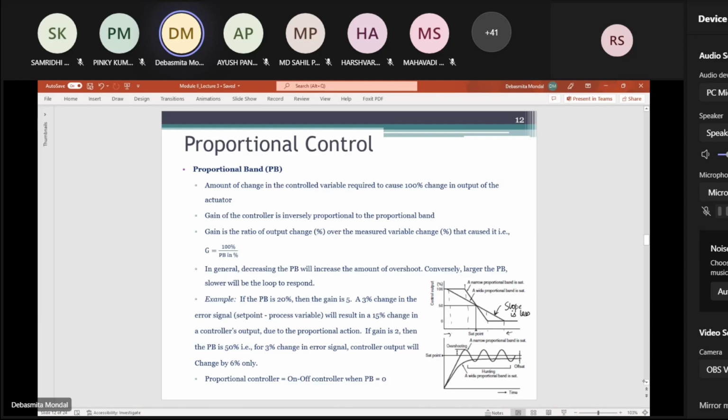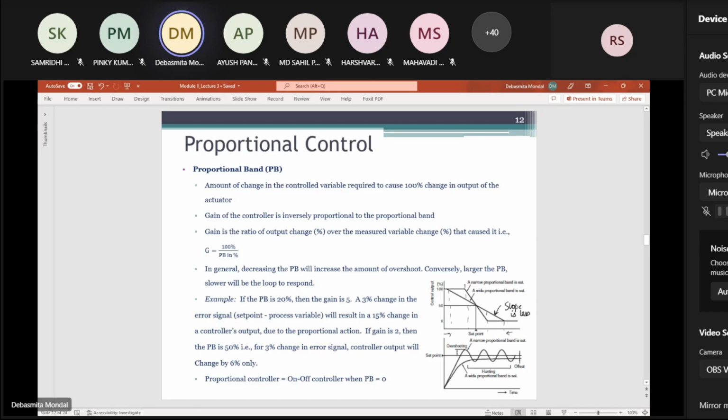But now if you increase the proportional band to 50%, the gain will reduce to 2. So for the same 3% change in the error signal, the controller will only provide a 6% change in the control output.